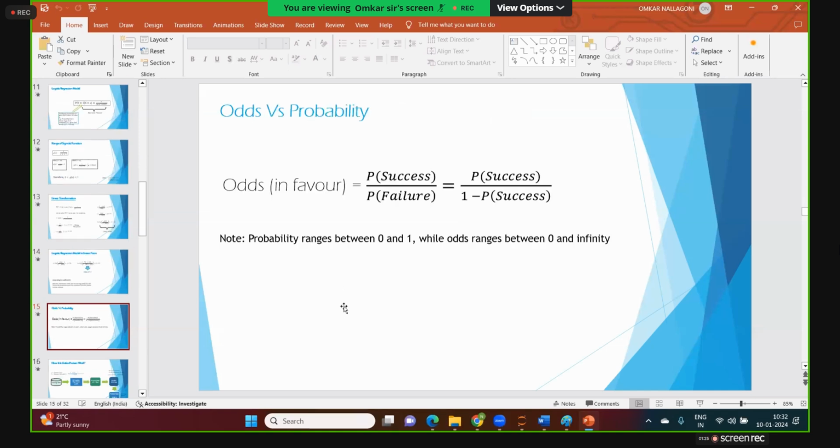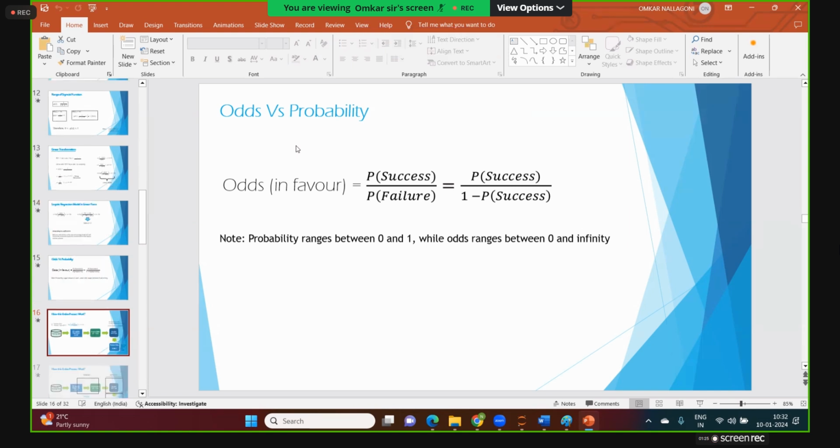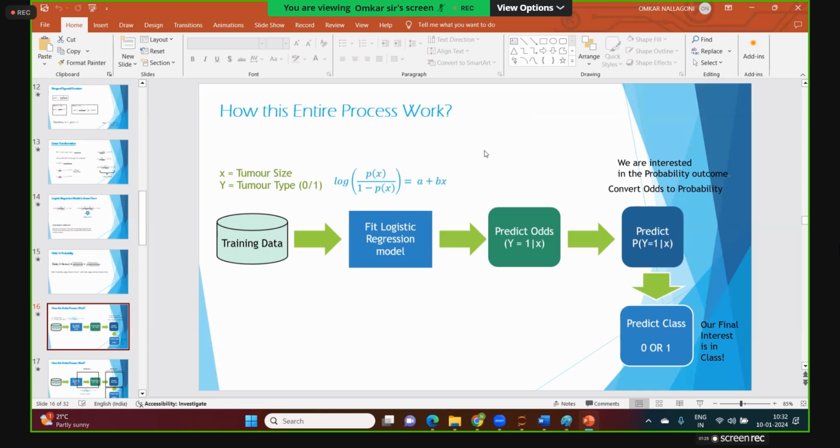And odds ratio, what is the meaning of odds? One is success, another one is failure. Odds: success and fail. Both are complete opposites of each other. And this is the entire workflow. Tell me the workflow now.